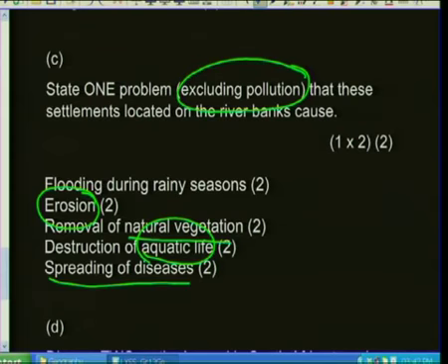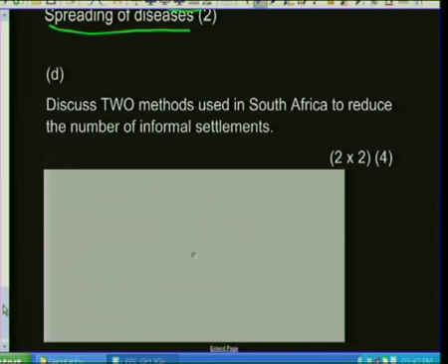So all the wild animals, the aquatic life in that river are going to be affected by people living there. And the fact that there is no services like sewers taking away human waste, we're going to see the spreading of disease through that water channel. Question D. Discuss 2 methods used in South Africa to reduce the number of informal settlements. So we're looking for ways to give people proper housing, basically.